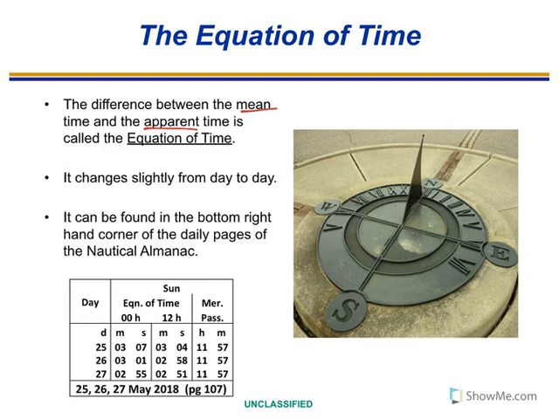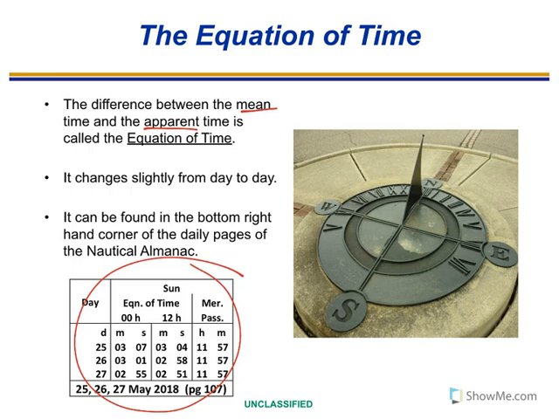If you have your nautical almanac, you can open up to any of the daily pages, and look in the bottom right-hand corner, and you'll see this. This tells us what the equation of time is, right here. Let's take an in-depth look at this table. Let's see how this is laid out.